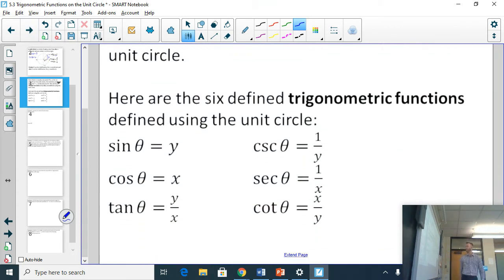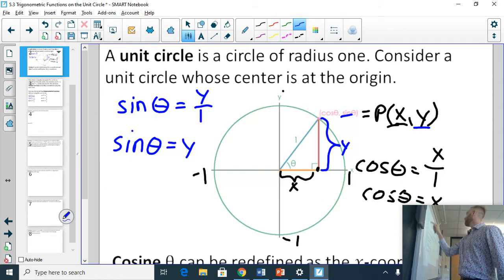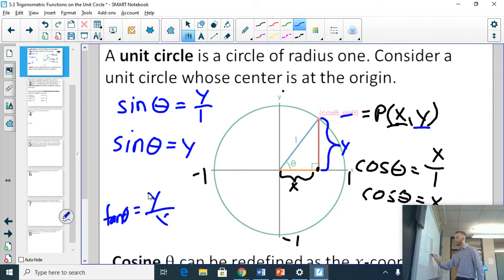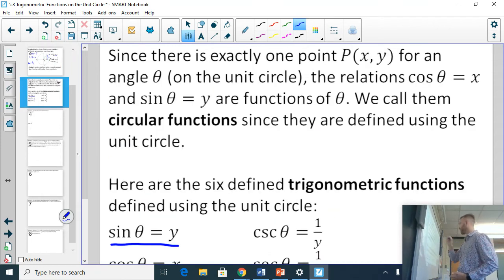And then here are the 6 trig functions defined using the unit circle. We already went over why sine is y and cosine is x. But now why is tangent of theta y over x? Tangent is SOHCAHTOA, opposite over adjacent. What's opposite? Opposite is y. And what's adjacent to this theta angle? Adjacent is x. So that's why we have y over x for that one.